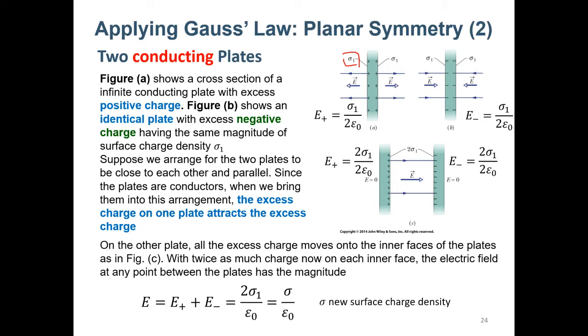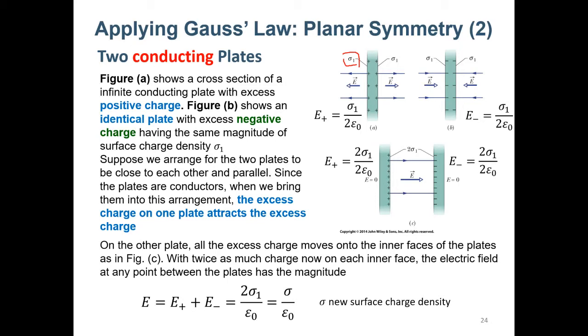So the E generated by this one, you ignore the other one first. If you only consider this conducting plate, the E field generated by this conducting plate should be E plus equals sigma 1 over 2 epsilon 0. Actually, you can just repeat using the Gauss law, and you can know whether there is the factor of 2 here.